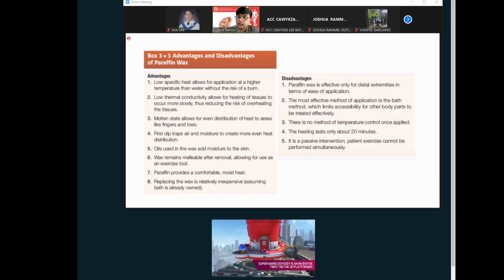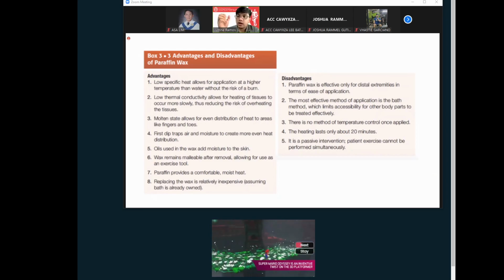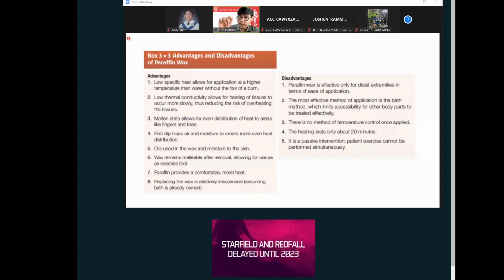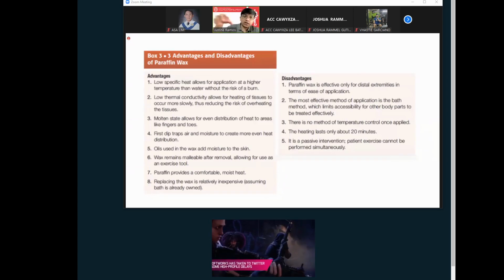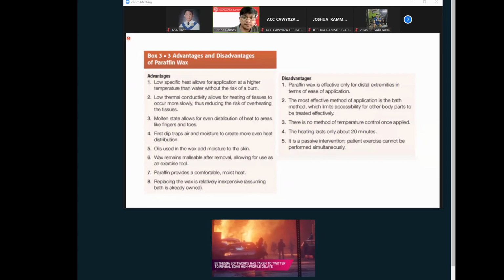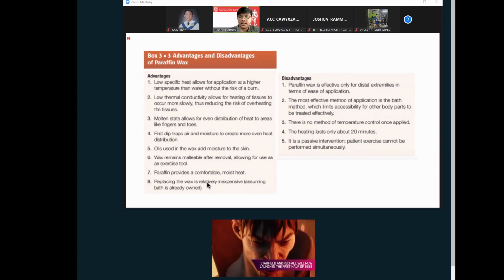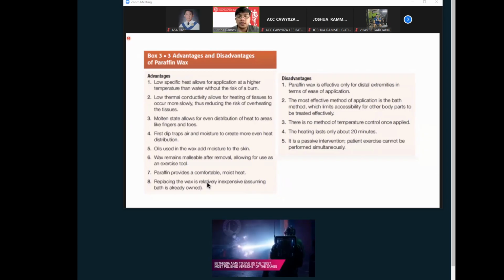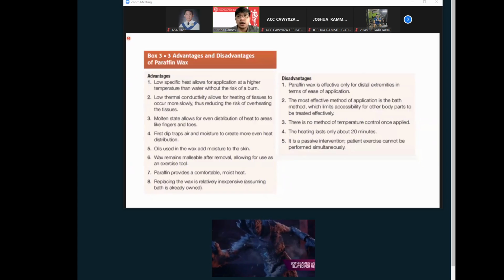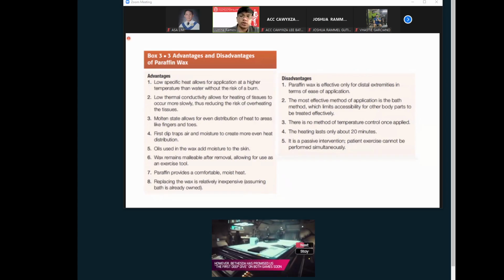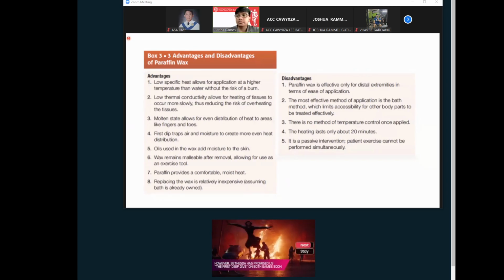Pwede nating i-facilitate yan for gross motor gripping, or sometimes, ako pinapagawa ko, liit-liit ko, pinapabilog ko yung mga paraffin para fine motor skills naman. Okay? And then after that, ibabalik mo din yun. No? Hindi po yung tinatapon. Okay? And replacing wax is relatively inexpensive. Assuming bath is already owned. Ibig sabihin, compared with your tanks, no, yung Whirlpool, Hubbard tank, although the effect would be the same, okay, mas mura naman, no?